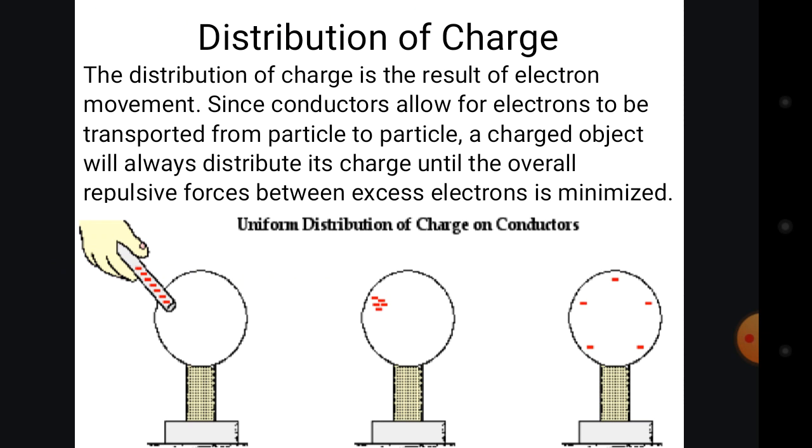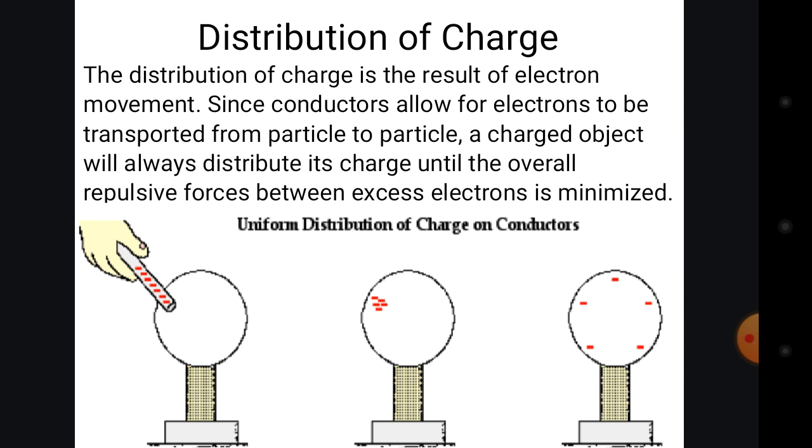So for this content we are going to talk about the distribution of charge. The distribution of charge is the result of electron movement. So you see, whenever we have a movement of electrons, that means that the distribution is going on, due to the movement of the electrons. Since conductors allow electrons to be transferred from particle to particle, a charged object will always distribute its charge until the overall repulsive forces between excess electrons are minimized.